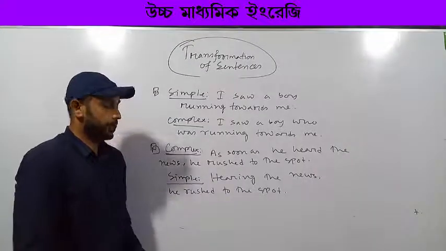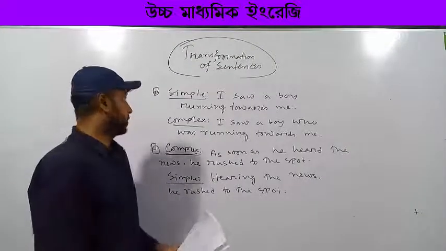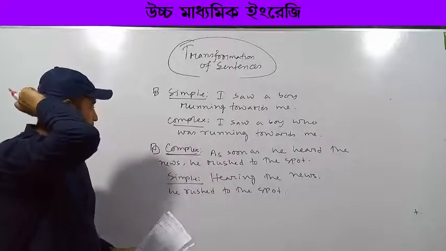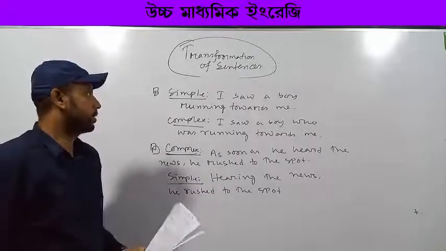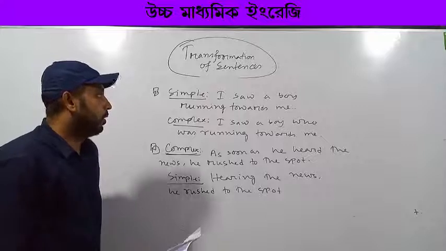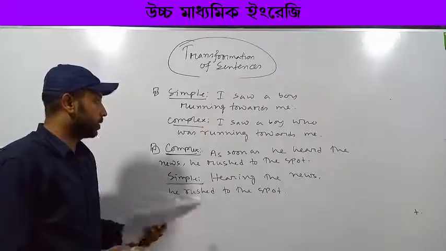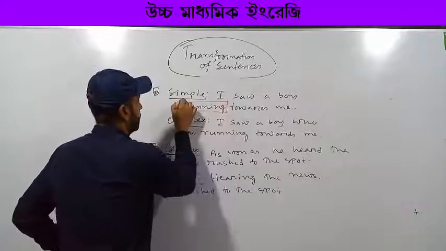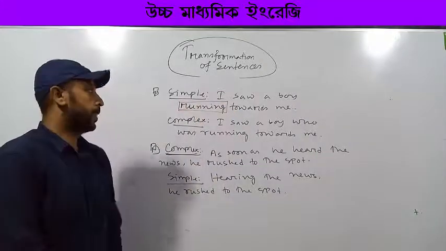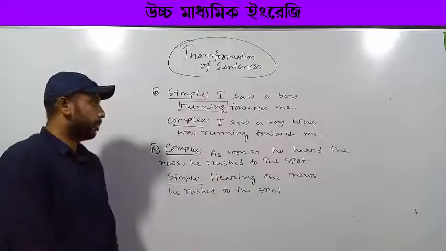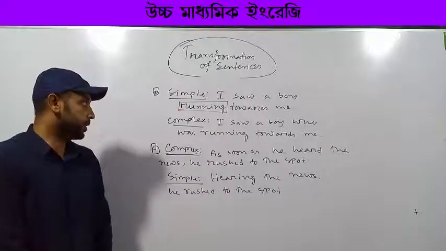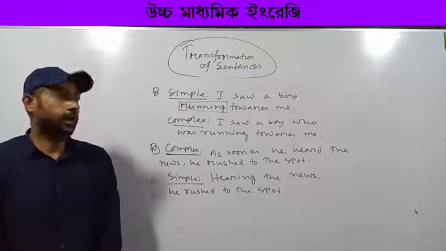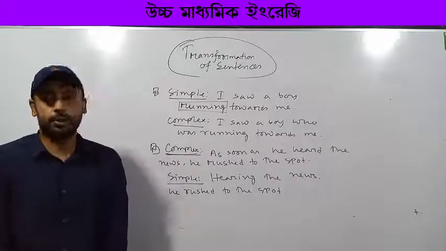Now we are going to discuss some more examples of transformation of sentences, simple and complex. The first sentence, simple sentence: I saw a boy running towards me. This is a simple sentence because there is no sign of complex and compound sentence. And here we get a participle, that is running, and we have to make this sentence complex by using this participle. I saw a boy who was running towards me.